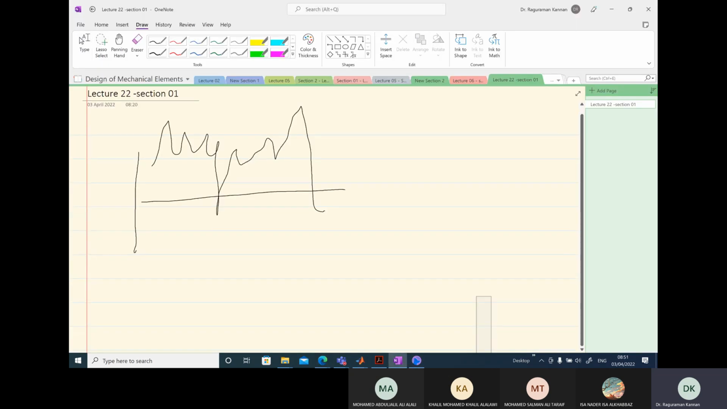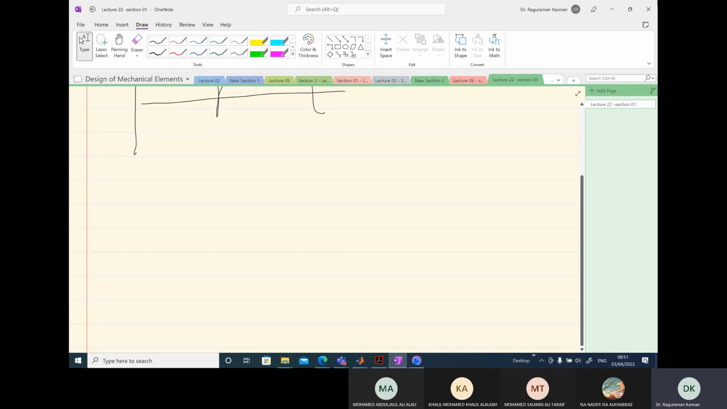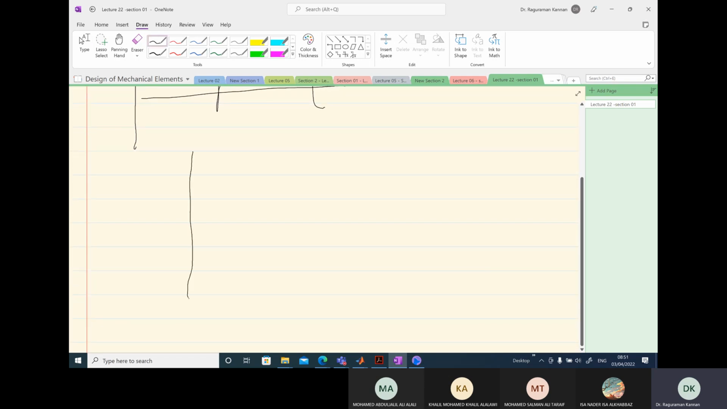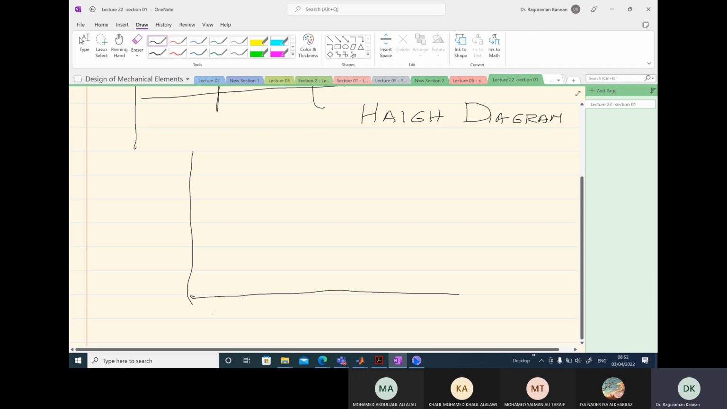So let me draw the Haigh diagram for Goodman equation. Again, recall this is called as Haigh diagram. For non-zero mean stress values, we use Haigh diagram to figure out what is the number of cycles to failure, or whether the component will have infinite life or finite life. We can figure it out through the Haigh diagram. And I'm going to show you how to figure that out.